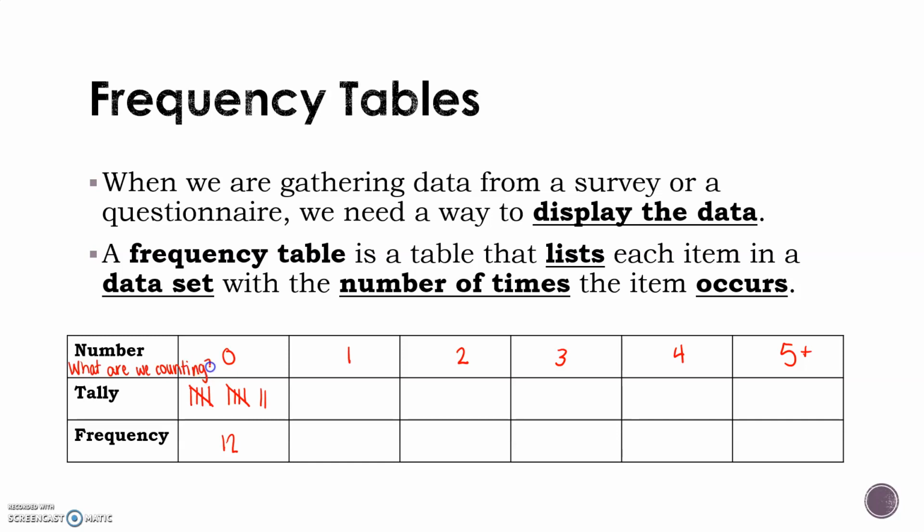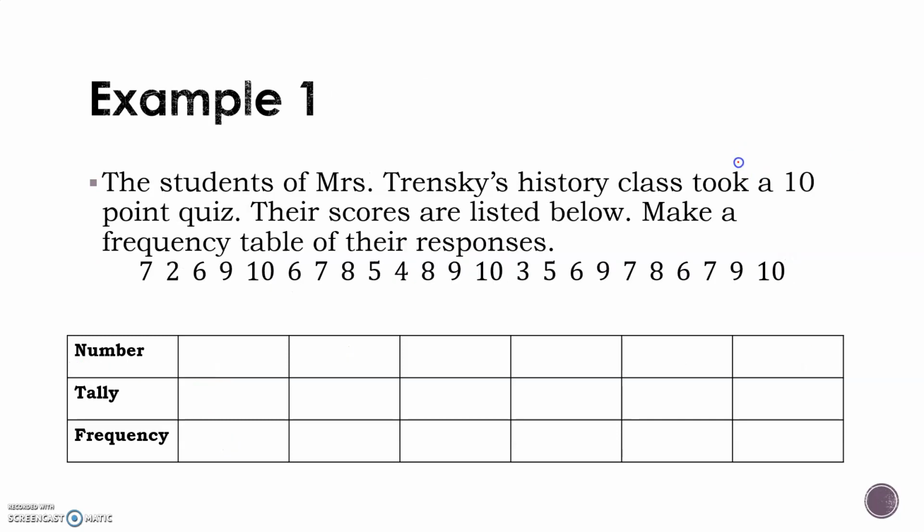You don't have to fill in the 0, 1, 2, 3, 4, 5. That was just an example. We're going to look at another example in the next slide. All right. So the students of Mrs. Trensky's history class took a 10-point quiz. Their scores are listed below. Make a frequency table of their responses.